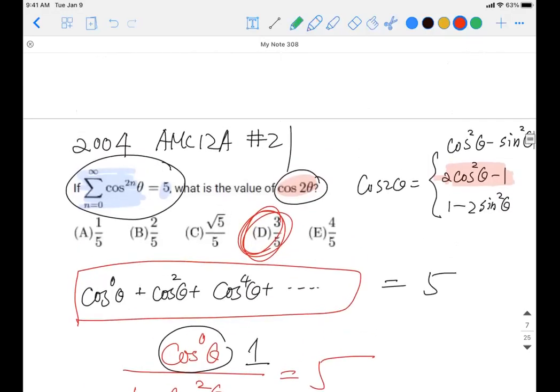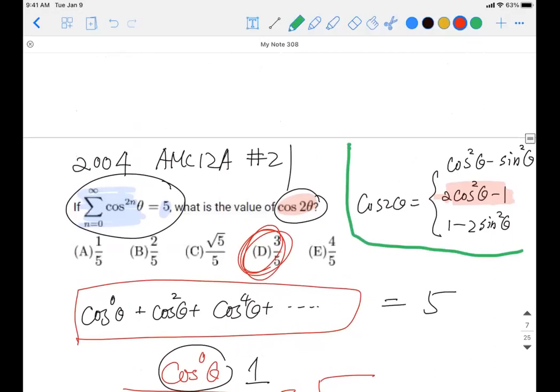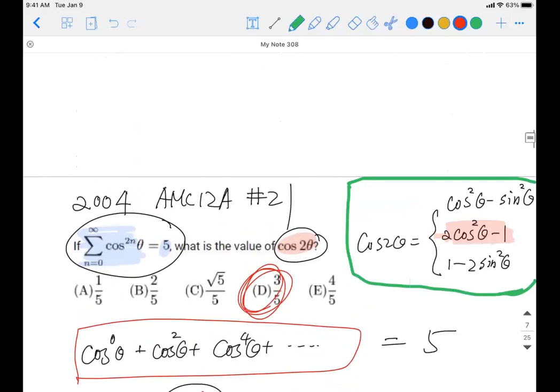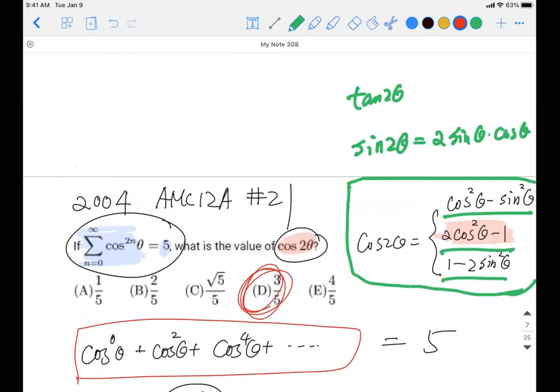Since we're talking about it here, I just want to give you a quick note, because learning the identities takes some time. Every time we see it, I'm going to write it for you. After 10 lectures, for sure, you will be able to remember it. So that's the value for cosine 2 theta. Then what about sine 2 theta? Sine 2 theta equals 2 sine theta cosine theta. What about tangent 2 theta? Tangent 2 theta equals 2 tangent theta over 1 minus tangent square theta.